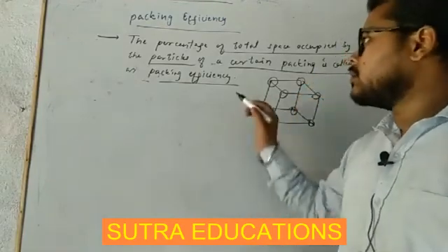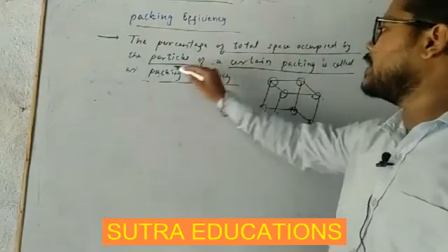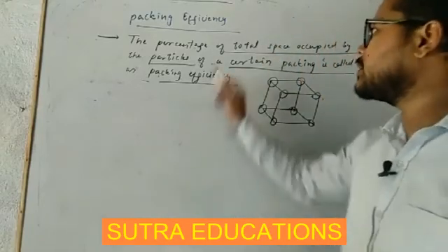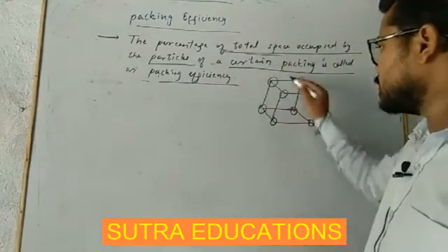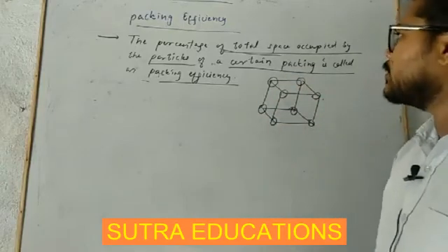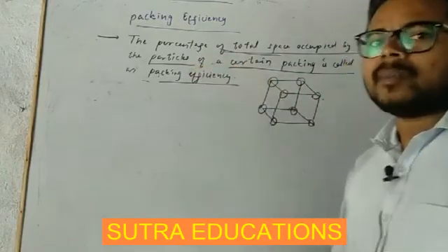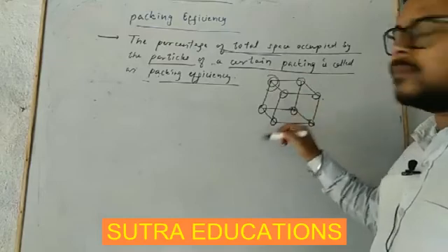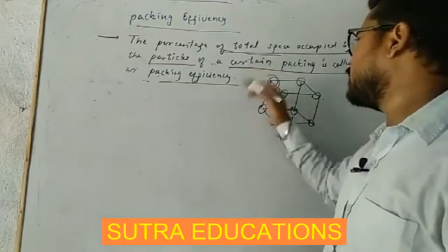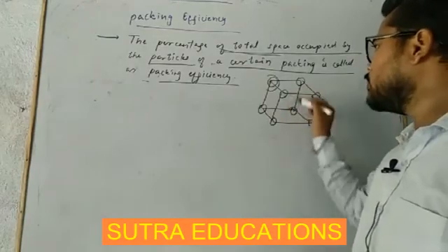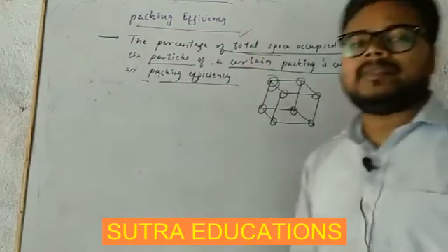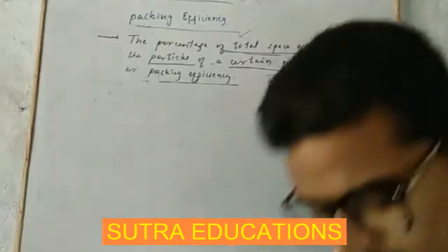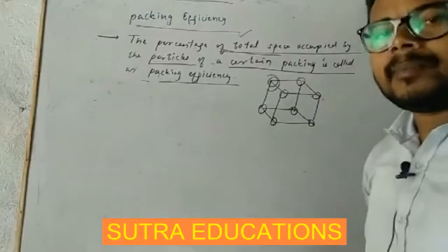So it is the percentage of total space occupied by the particles of a certain packing is called packing efficiency, the percentage of total space. So total space in this case will be volume of the unit cell, and the space occupied by the particles will be the volume of all the spheres. Means the volume of all the spheres upon the volume of the unit cell will give packing efficiency. So we will calculate packing efficiency of a simple unit cell.